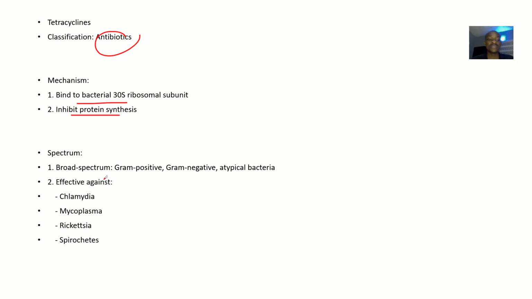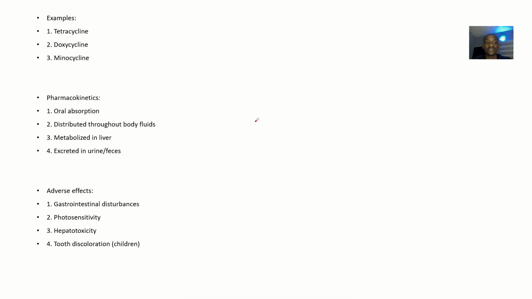All right, spectrum: it has action on gram-positive bacteria, gram-negative bacteria, and even atypical bacteria. It is effective against organisms like chlamydia, mycoplasma, rickettsia, and spirochetes. Okay, apart from the bacteria, it's also effective on these organisms. Then moving to the next, the examples of tetracyclines. We have tetracycline itself, we have doxycycline, we have minocycline.